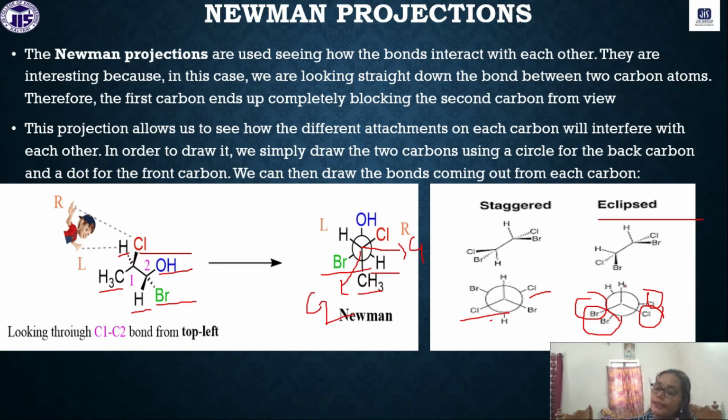Generally for the eclipsed configuration, the energy will be very high because the bulkier groups are in a very crowded condition. So this is an energetically high configuration. While in the staggered configuration, the bulkier groups are far away from each other, that will be the stable form, and thus the energy will also be very low. The Newman projections are used for seeing how the bonds interact with each other.